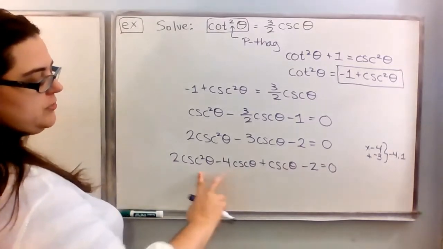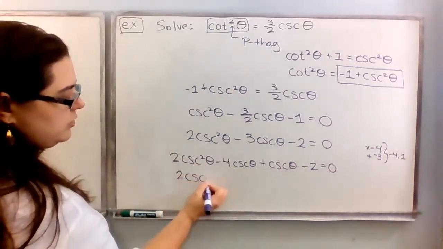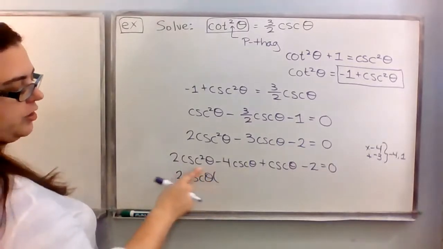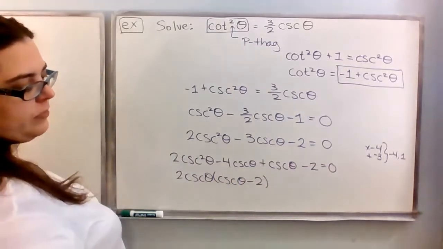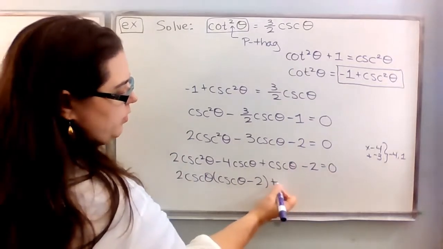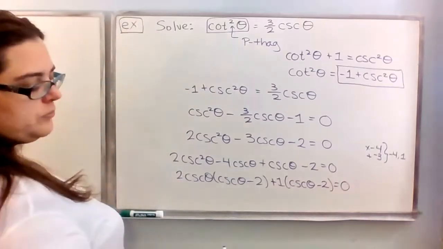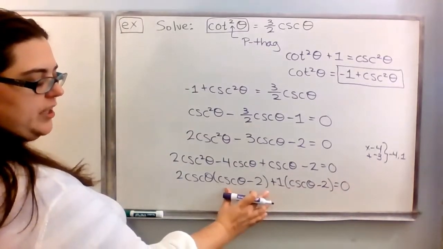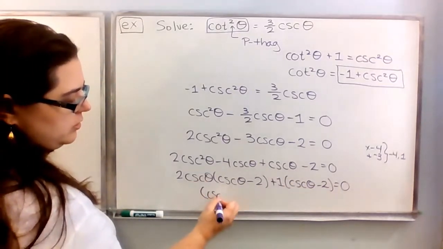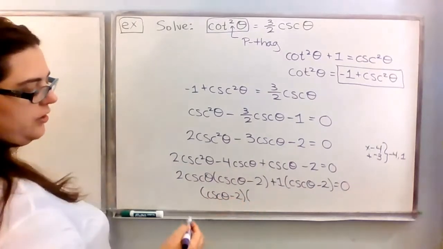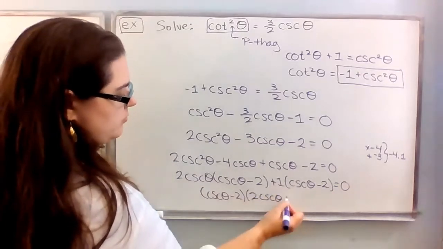So from these first two terms, we have a 2 and a cosecant in common. So I'm going to factor that out. And that will leave me with a cosecant minus 2. There's nothing in common here, so I'm just going to write it as a 1. And so now these two have a cosecant theta minus 2 in common. So I'm going to factor that out. And the other factor will be 2 cosecant theta plus 1.